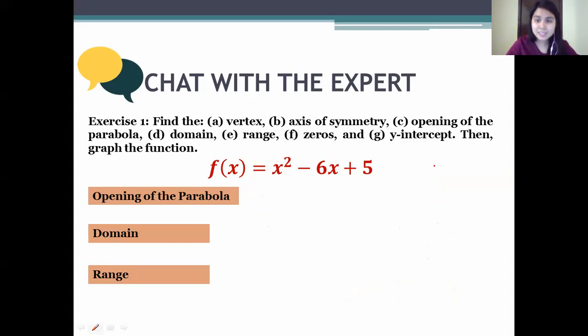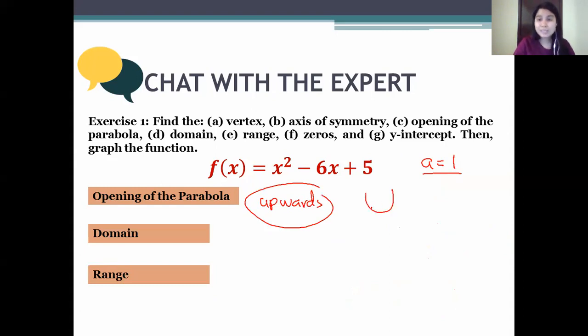A equals? 1. 1, very good. So A is equal to 1, therefore it's positive. So our parabola opens upwards. Next, what's the domain? Remember, the domain is the set of all real numbers. How about the range?